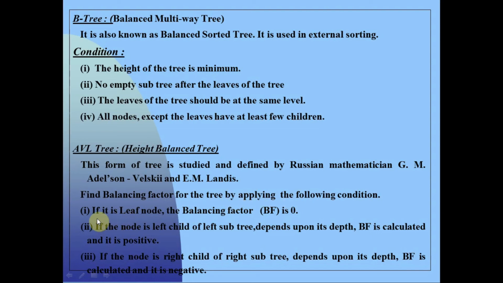What are the conditions? The first one: if it is a leaf node, the balancing factor BF is 0, the initial value. If the node is the left child of the left subtree, depending upon its depth, BF is calculated and it is positive. If the node is the right child of the right subtree, depending upon its depth, BF is calculated and it is negative. So it is a height balanced tree, with these terms and conditions.